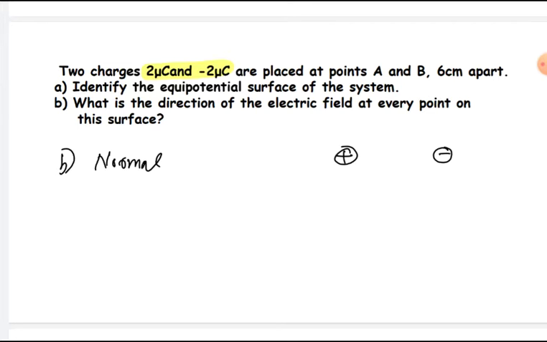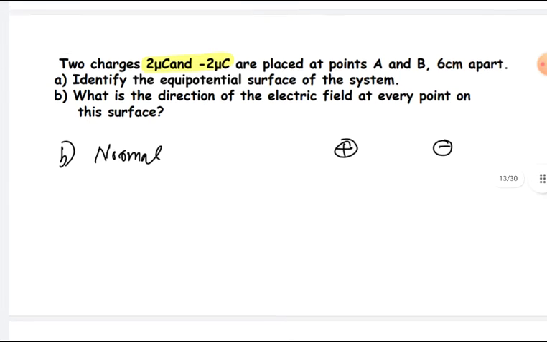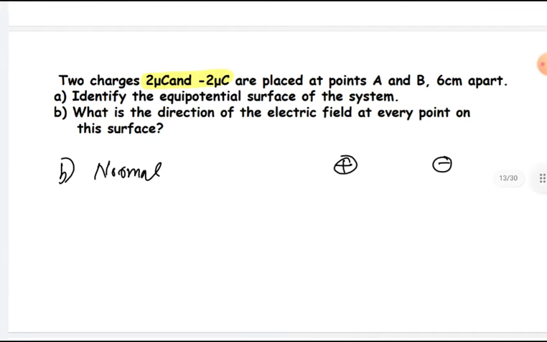Okay, next question. Two charges 2 microcoulomb and minus 2 microcoulomb are placed at points A and B, 6 centimeter apart. The first question, identify the equipotential surface of the points A and B. What is the direction of the electric field at every point on the surface?